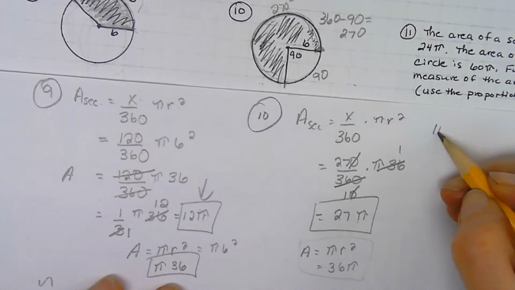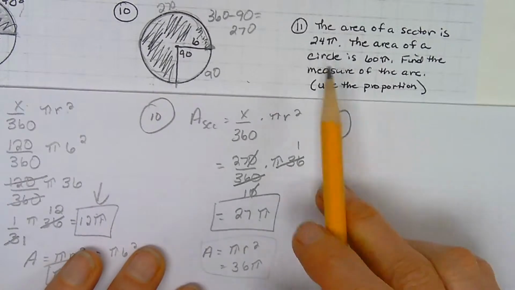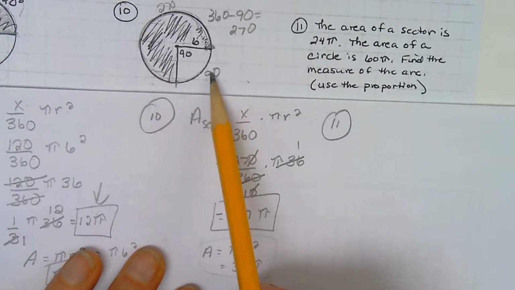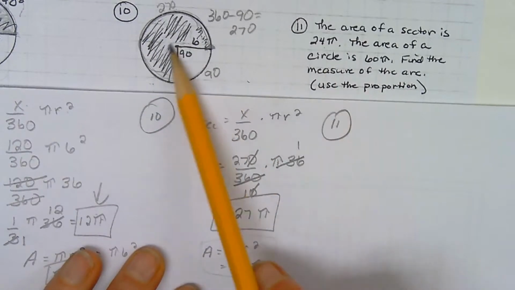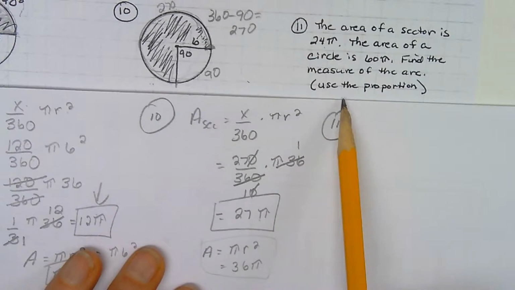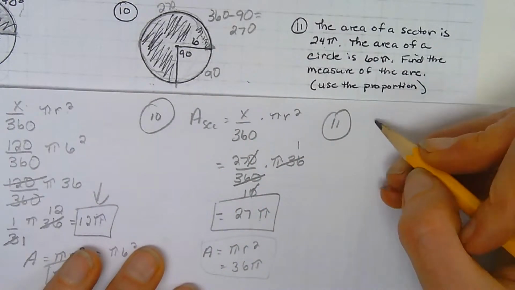Okay, 11. The area of a sector is 24 pi. So we're already given the area of the sector. And we're also given the area of the whole circle. So find the measure of the arc. And when we're not just looking for the area of the sector, when we're actually given the area of the sector, I like to use a proportion.